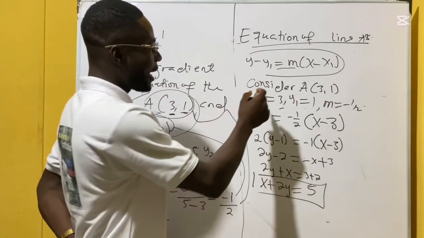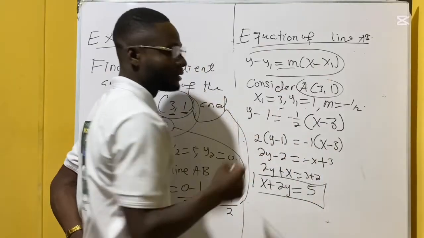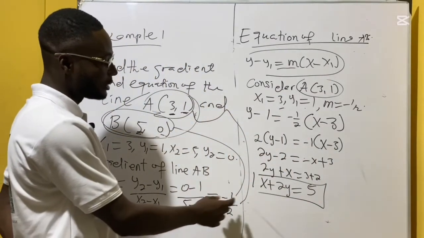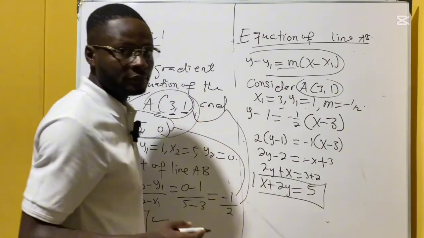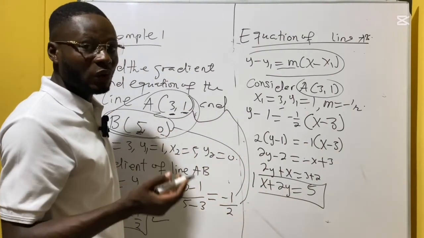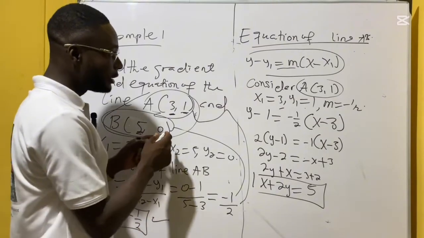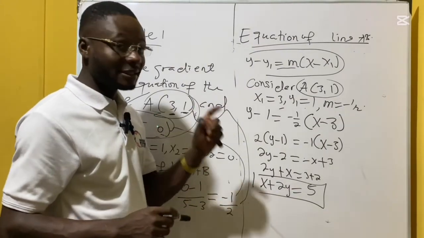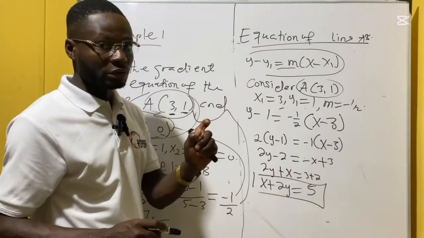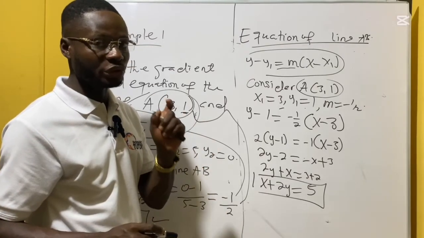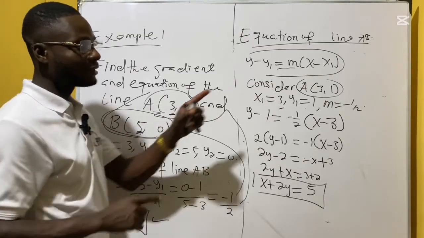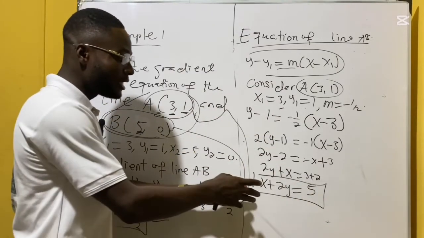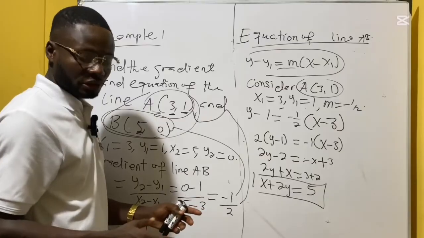Note, I considered point A together with the gradient, and I had x plus 2y equals 5. In other words, I can also use the point B, and I must get the same solution, the same equation of a line. So let me consider point B and the gradient as well to see the confirmation.